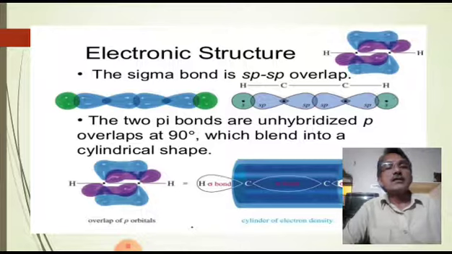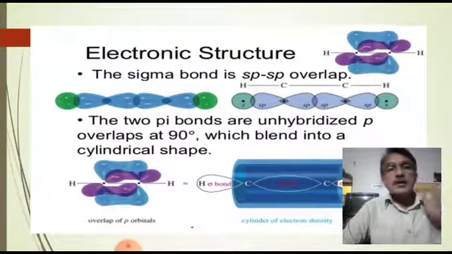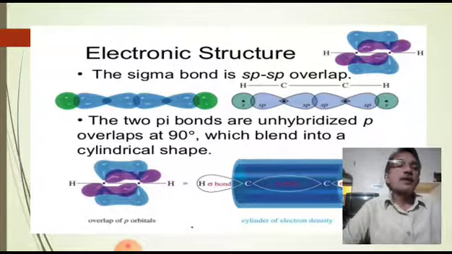If you look at the electronic structure, the triple bond contains 1 sigma and 2 pi bonds. The sigma bond is sp-sp overlap. The sigma sp-sp bond is formed by the head-on overlapping between the sp hybrid orbital of one carbon atom and the sp hybrid orbital of another carbon atom.